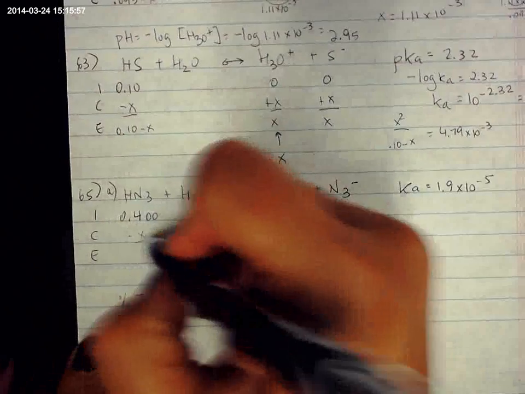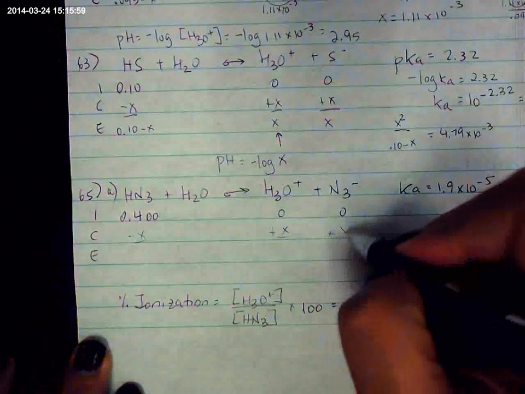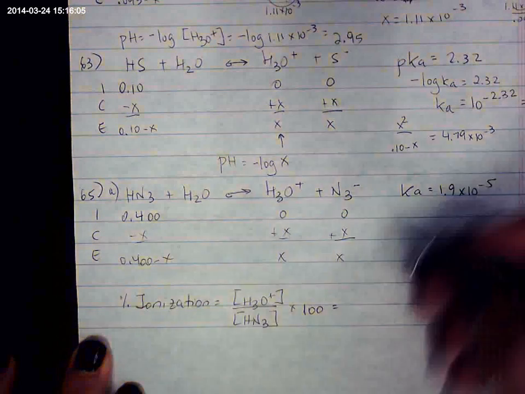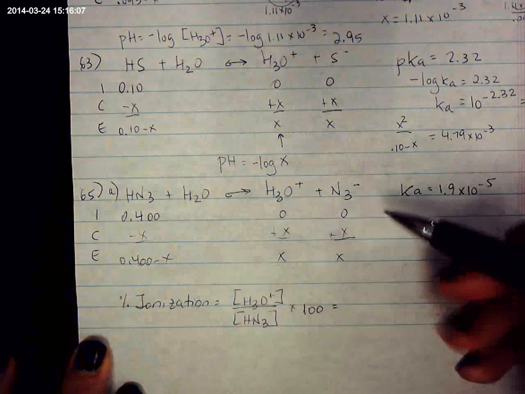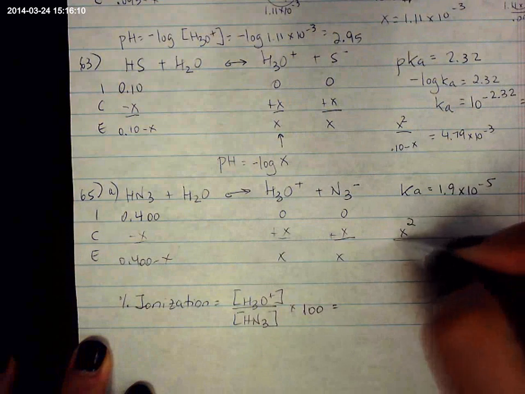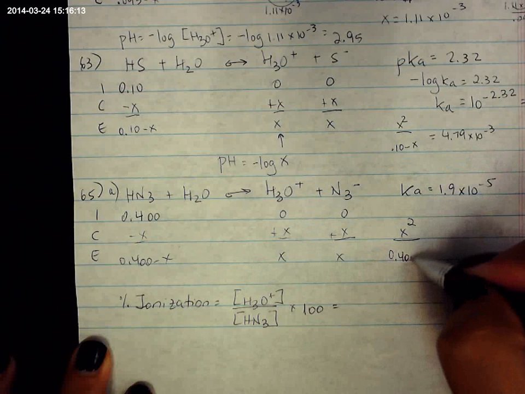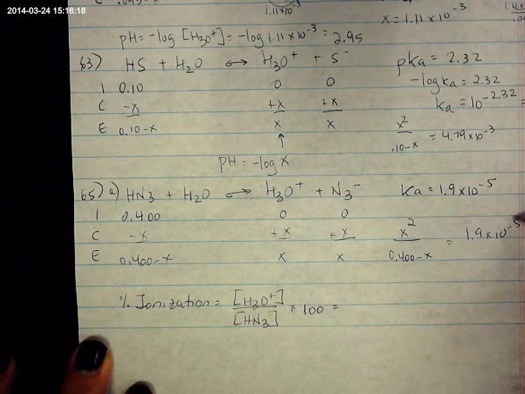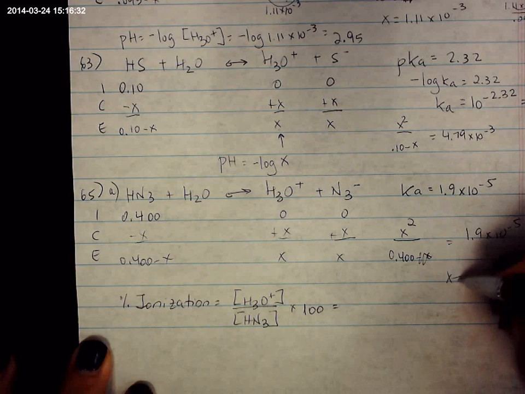I'm going to lose X, gain X, gain X. This is going to be 0.400 minus X, X and X. To figure out what X is and finish off this problem, I need to do a mass action expression. So X squared over 0.400 minus X is 1.9 times 10 to the negative fifth. Because this value is fairly small, I can choose to ignore the X in the denominator, but with caution, you'd have to go back and double check yourself. So 1.9 times 10 to the negative fifth times 0.4, take the square root of it. I get an X of 2.76 times 10 to the negative third.